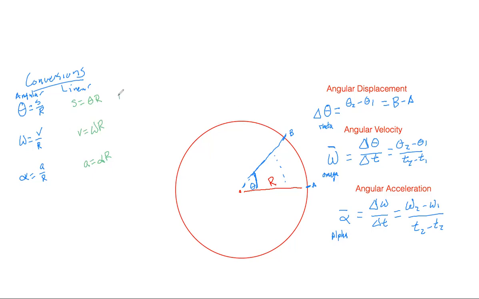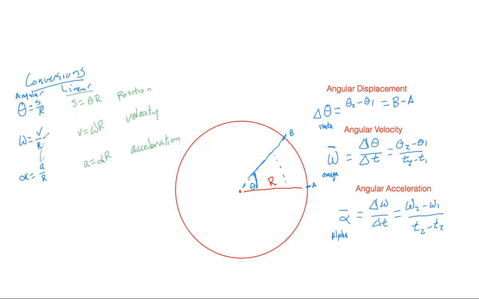We're talking about position, we're talking about velocity, and we're talking about acceleration. Angular and linear. Okay, and so we have conversions. So this is a nice table to memorize. It's really not hard. You can rederive it anytime you want.